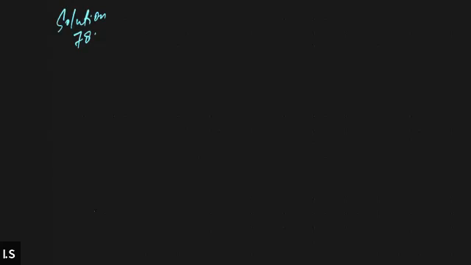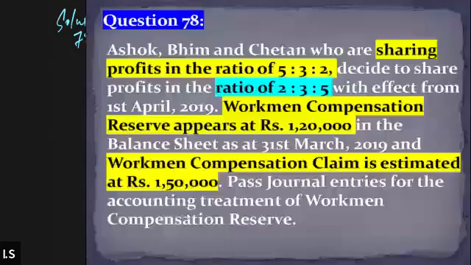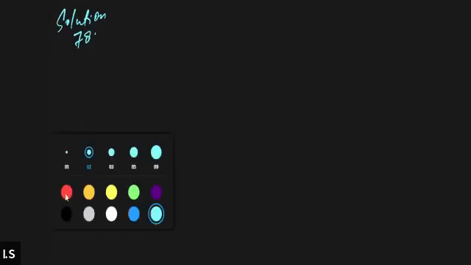Solution to question number 78. In this question, the old ratio of the partners is 5:3:2. Then the new profit sharing ratio is also given, 2:3:5. Workman compensation reserve appears to be 1,20,000, but the actual amount of claim made by the employees is 1,50,000. That means the compensation is more than the amount of reserve created by the firm. So in such a situation, we will pass the general entry.